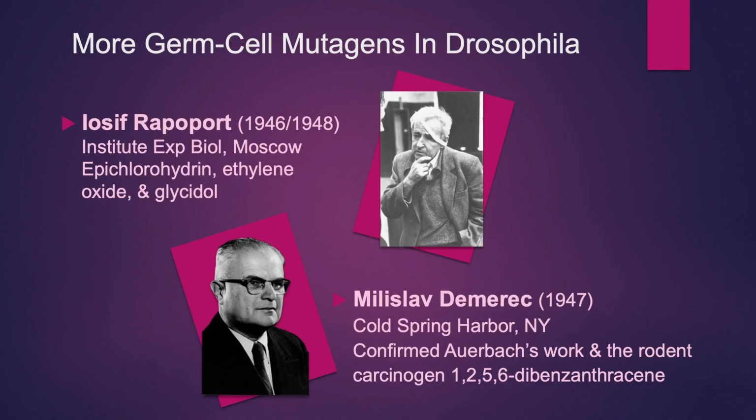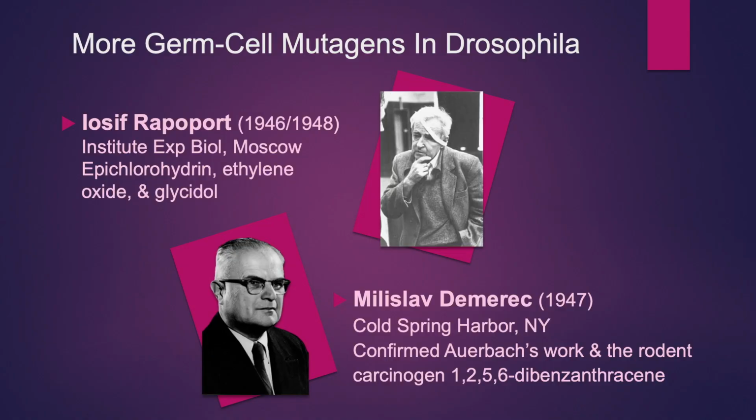Also after the war in 1947, Demerec at Cold Spring Harbor confirmed Auerbach's work in Drosophila with mustard gas. And at the urging of Hermann Muller, even in that 1927 paper where he didn't have any data, Muller suggested that there might be a connection between mutagenesis and carcinogenesis. So at Muller's insistence, Demerec tested a known rodent carcinogen, a PAH, in Drosophila to see if it was a germ cell mutagen, and it was. So already in 1947, there was the beginnings of this connection between mutagenesis and carcinogenesis. It did not start with Bruce Ames in the 1970s.